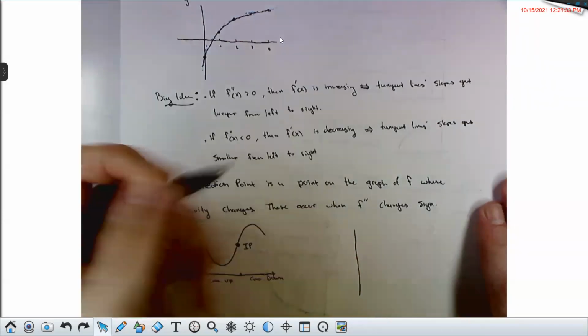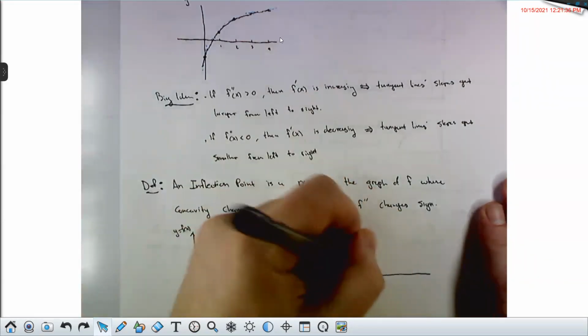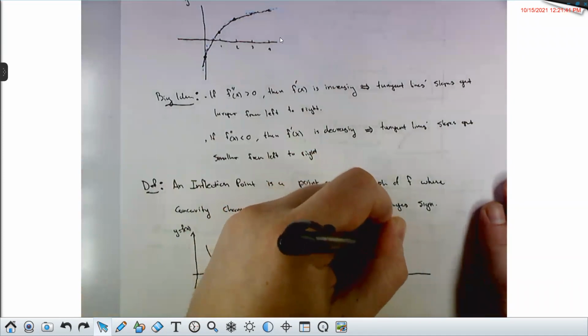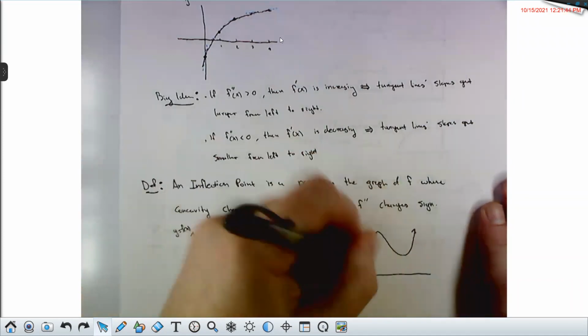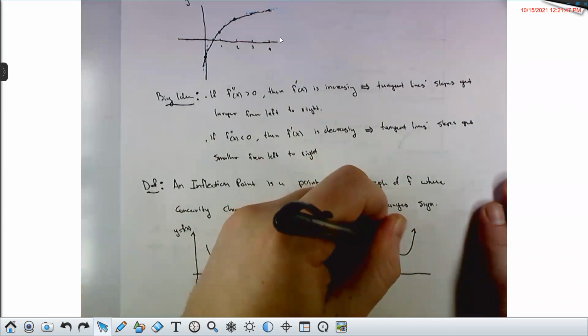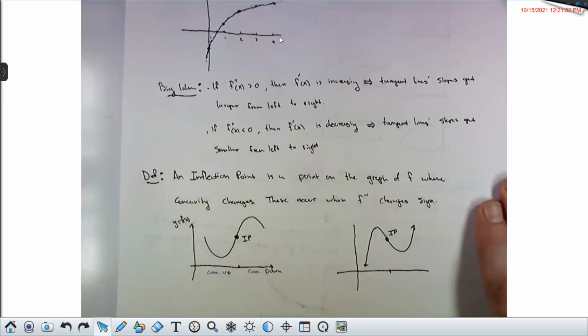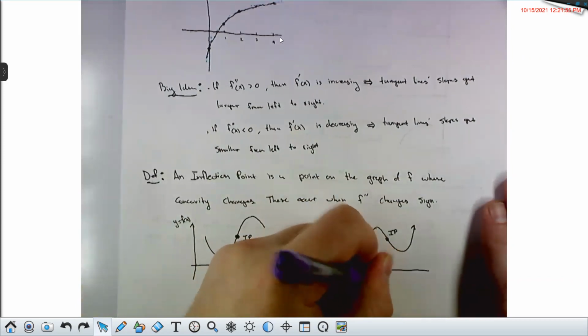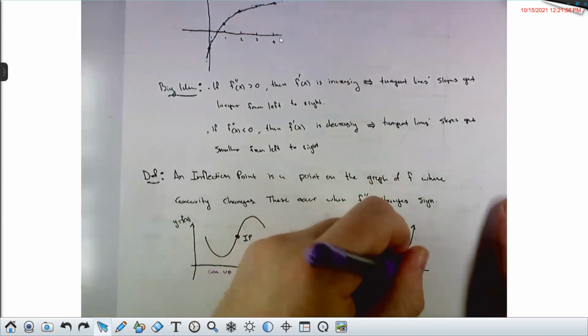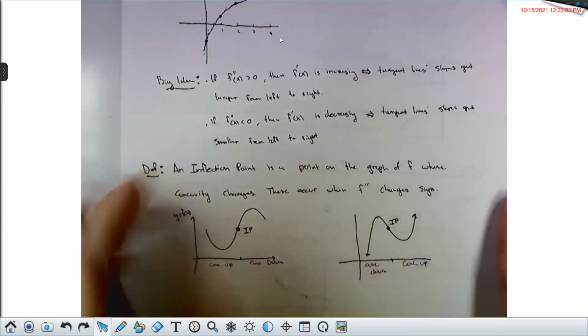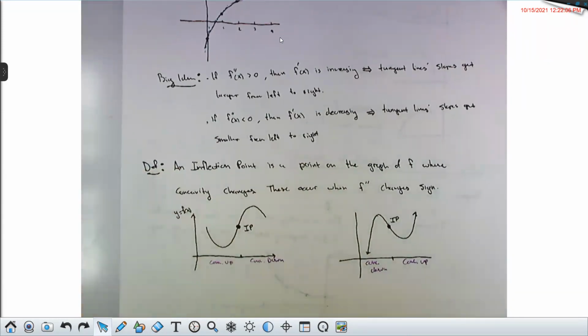And you could go the other way. You could go from concave down to concave up. Right here, we have an inflection point because everywhere to the left, we're concave down, and over here, we're concave up. You hunt for inflection points the same way you hunt for mins and maxes. You're just doing it with f prime instead.